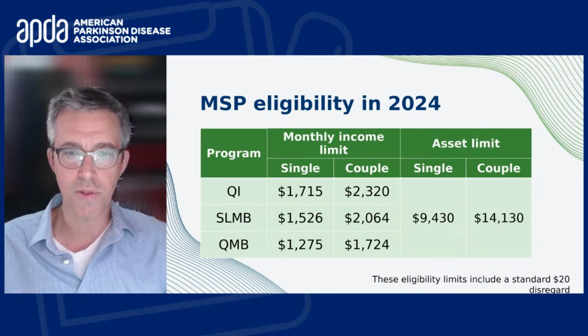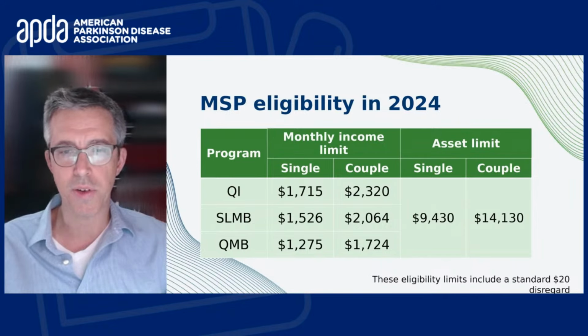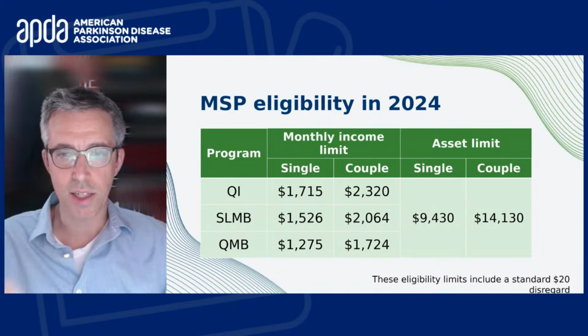And you see for SLMB, $1,526, $2,064 for couples. For QMB, $1,275, $1,724 for couples. And here we have the asset limits.